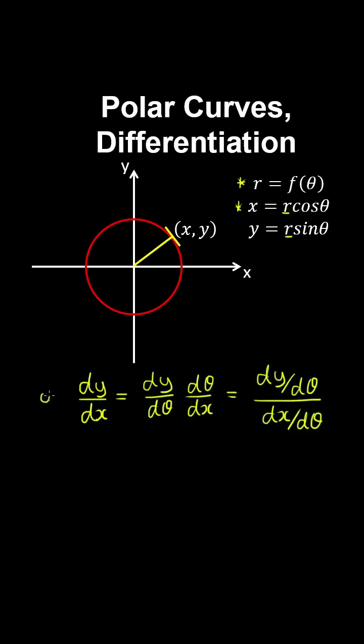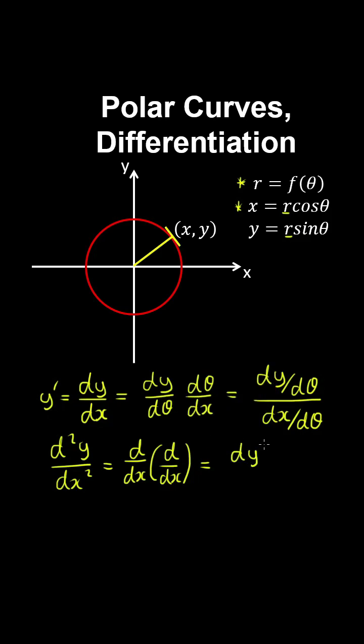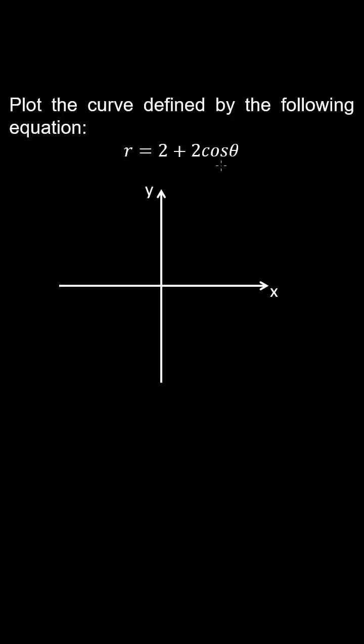Now designating this as y dash, we can obtain a second derivative of y with respect to x. So this can be visualized as follows, which is the same thing as d(y dash)/dx. So therefore we first differentiate y dash with respect to theta and multiply by d theta/dx. So therefore this can be written as follows. And in the following examples, we'll see how these derivatives give information on a curve that's defined by a polar equation. Let's plot the polar curve defined by the following equation.